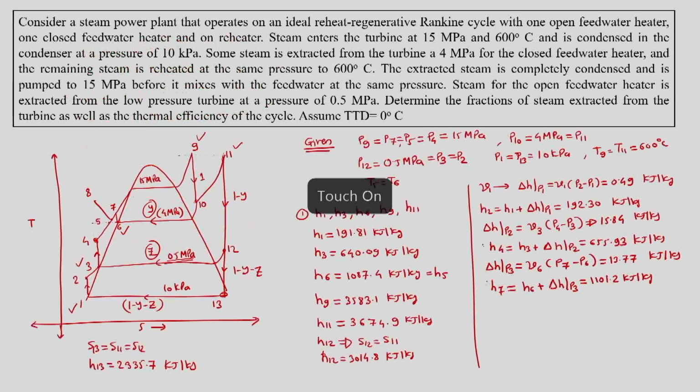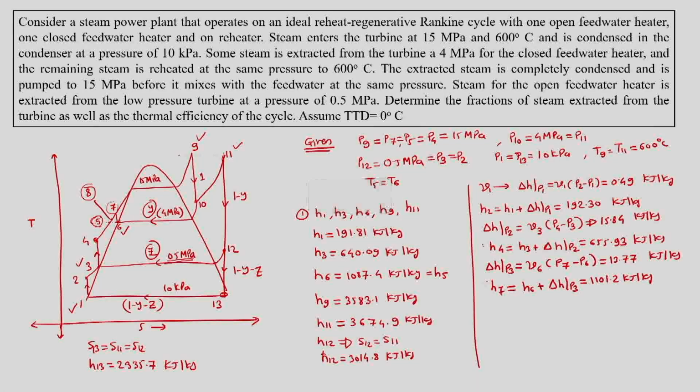Thus, we know all enthalpies. Now, we can do the rest of the calculations, where we just need to know one more thing: the enthalpy at 8. For that, we know enthalpy at 5, mass at 5, enthalpy at 7 and mass at 7, and that we can do here.